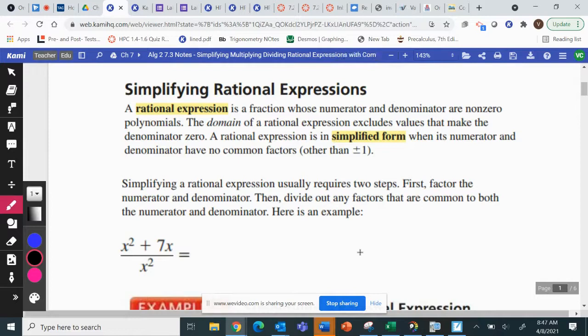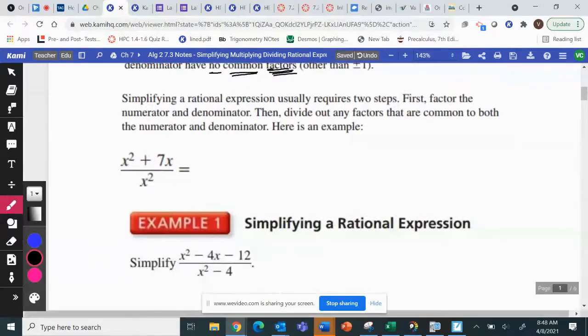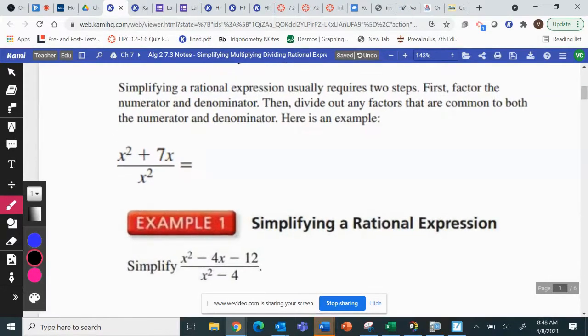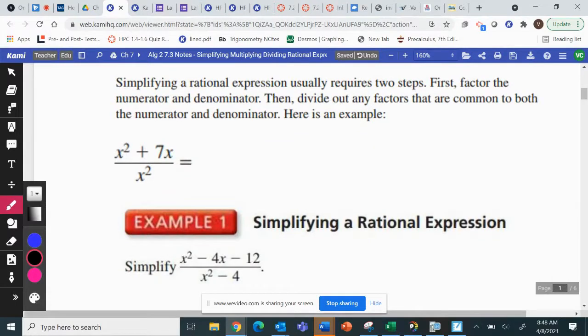A rational expression is in simplified form when its numerator and denominator have no common factors other than 1 or negative 1. It's simplified when you cannot factor and cancel anything. We know how to factor. We should know how to factor. We've been doing it for a long time in here. That's what we reviewed before spring break. So, simplifying a rational expression requires 2 steps. First, factor the numerator and denominator. Then, divide out any factors that are common.